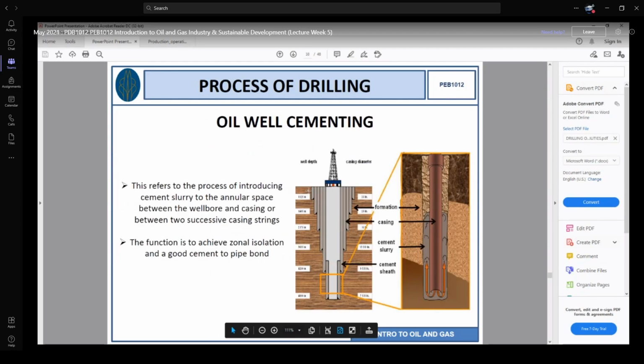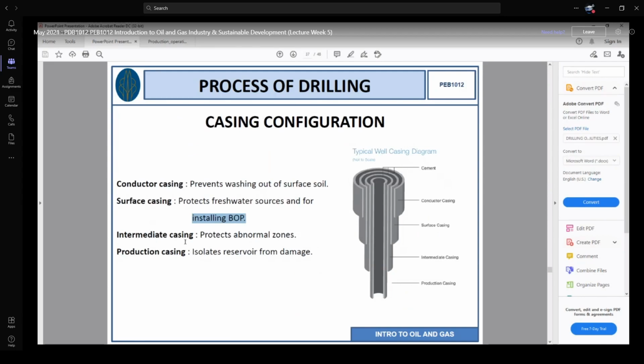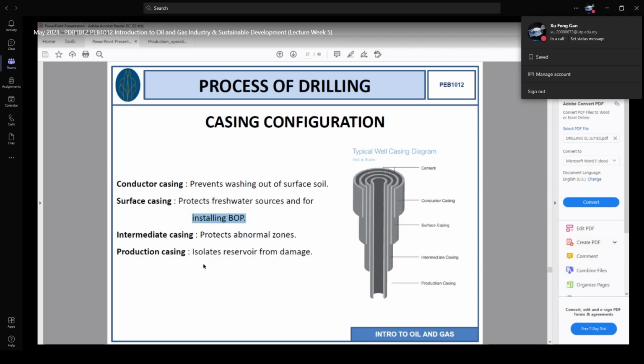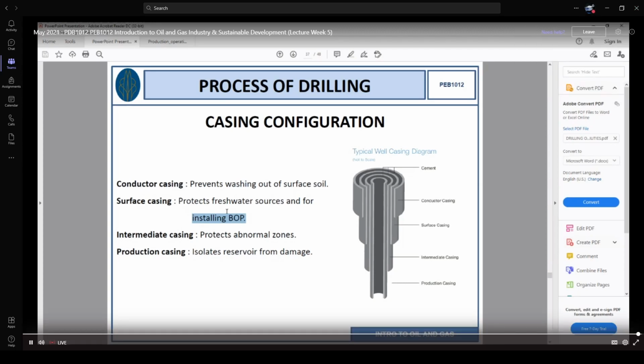Okay, next casing is intermediate casing. Intermediate casing is an optional casing. For example, we have an abnormal situation which was not expected, right? Or if it's expected but more severe, to protect from that zone, we have to run one casing or steel pipe, which is intermediate casing, in that zone, or abnormal pressure zones. The last is protection casing. We use this casing in the reservoirs or pay zone to avoid damage to the reservoir, right? So these are the 4 different kinds of casing.